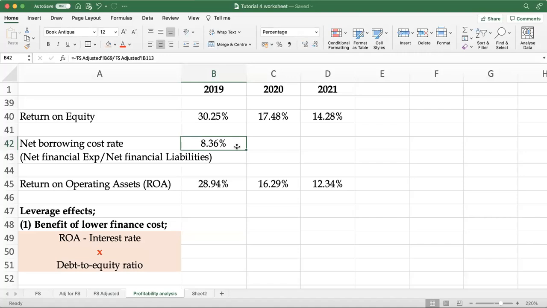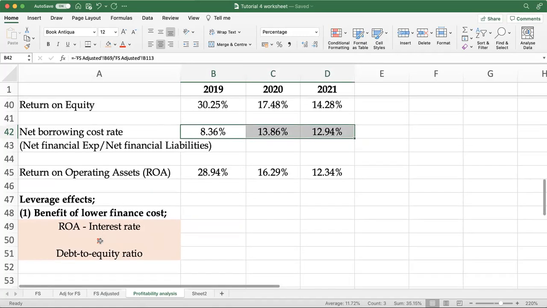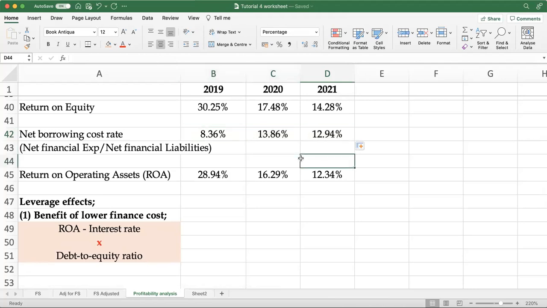If you convert to a percentage, 8.36. Net financial expense divided by net financial liabilities. Then you can copy the same formula to the rest of the cells. Now you get the net borrowing cost rate.